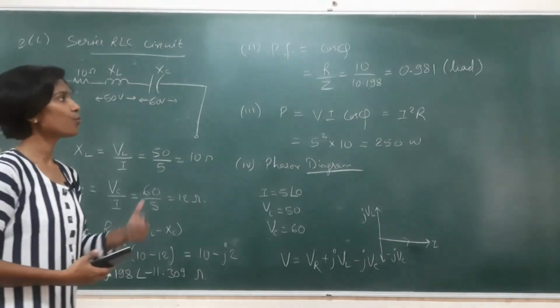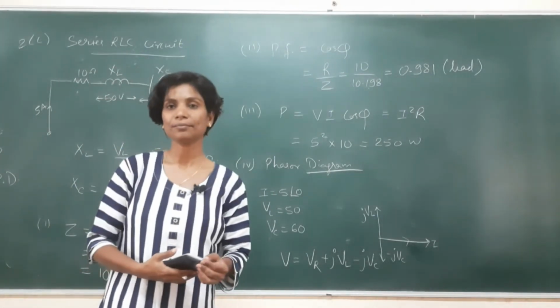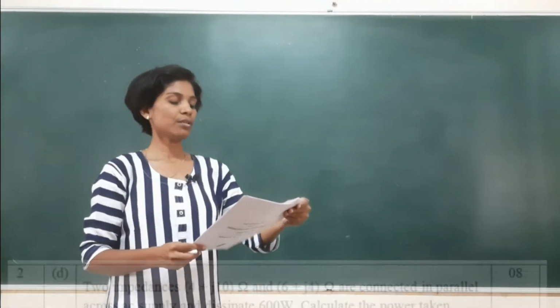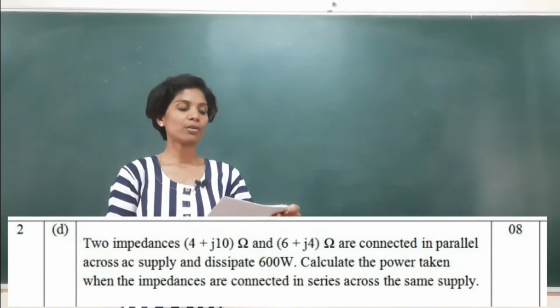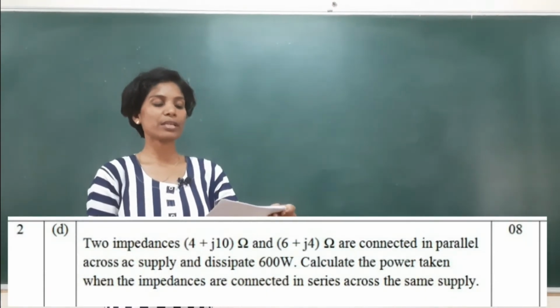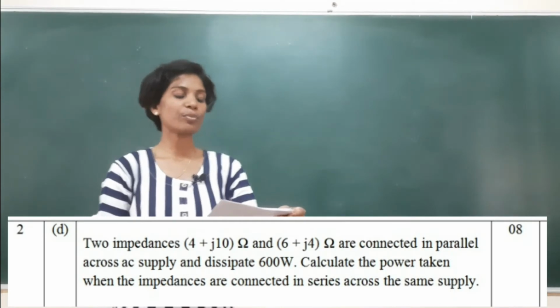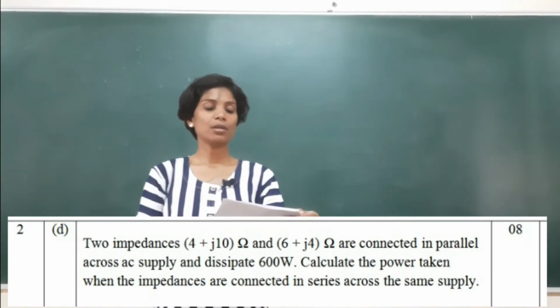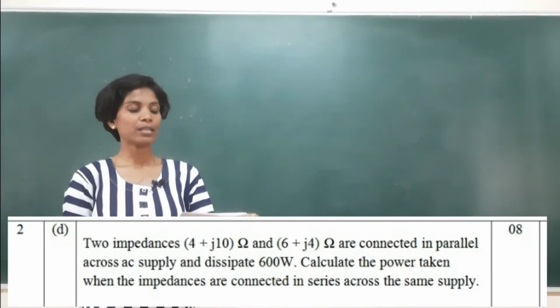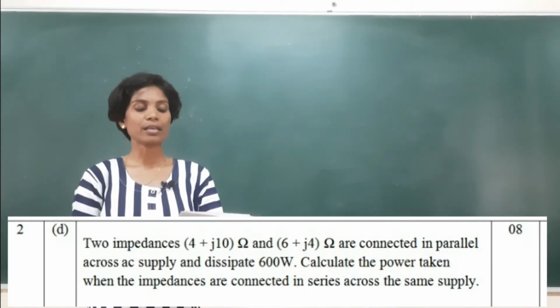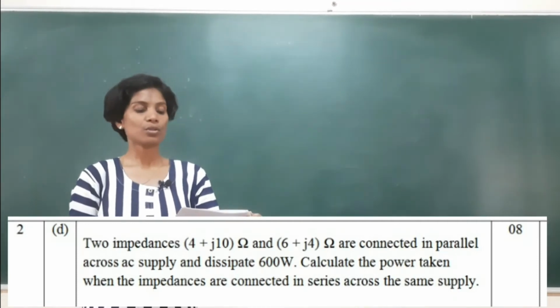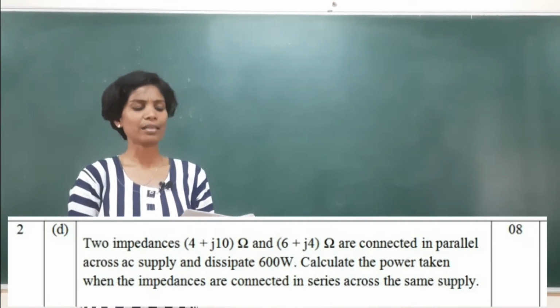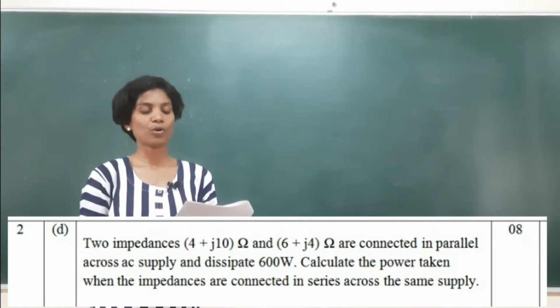Now it's better we go for the next question, question number 2D. We are at the last question. You can read out the question. Here we have two impedances, 4 plus J10 and 6 plus J4. These two impedances are connected in parallel and the total power dissipated is 600 watts. We have to calculate the power taken when these impedances are connected in series across the same supply. This question is somewhat lengthy but conceptual. It is a very important question.